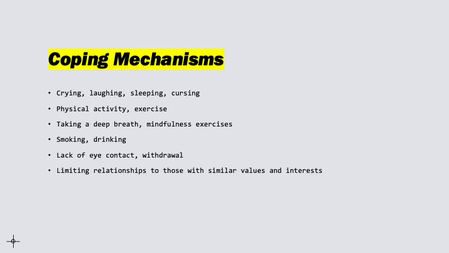So coping mechanisms are behaviors used to decrease stress and anxiety. Many coping behaviors are learned based on a person's family, past experiences, and sociocultural influences and expectations. As illustrated in the list on the slide, coping behaviors may be positive or negative in terms of how they affect health. Typical coping behaviors include crying, laughing, sleeping, cursing, using physical activity or exercise, taking deep breaths, mindfulness exercises, smoking or drinking, a lack of eye contact or withdrawal, or limiting relationships to those with similar values or interests.